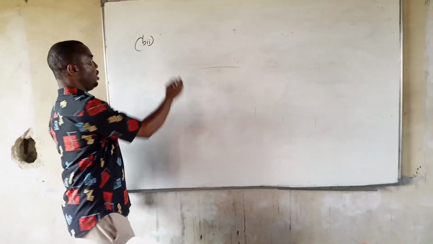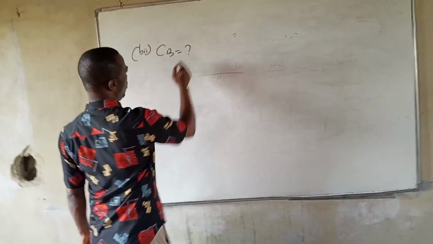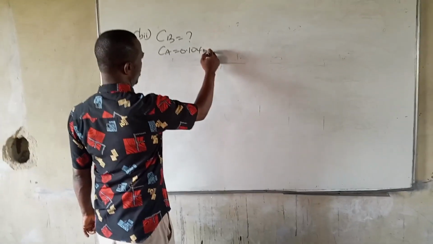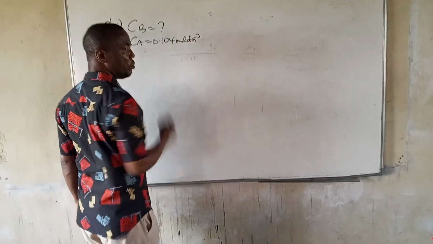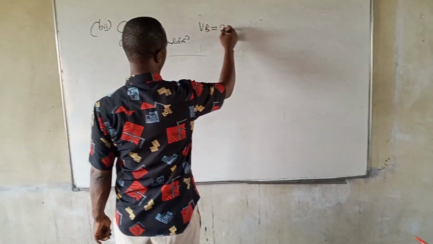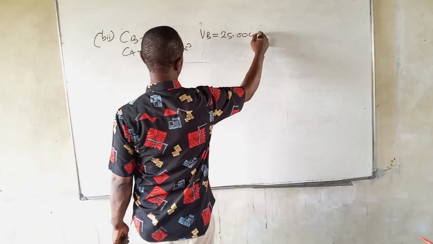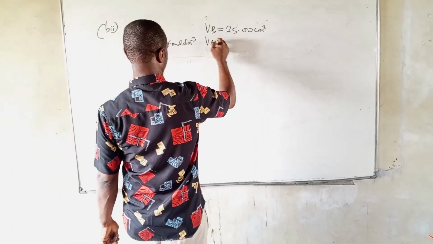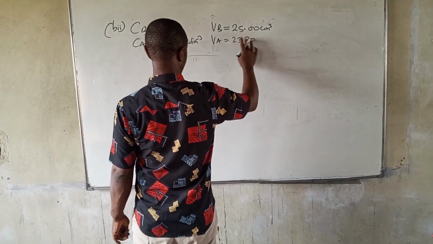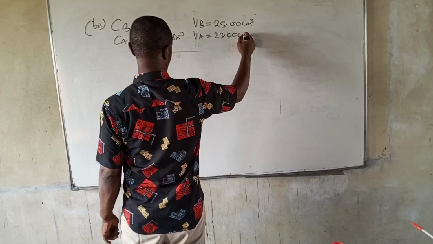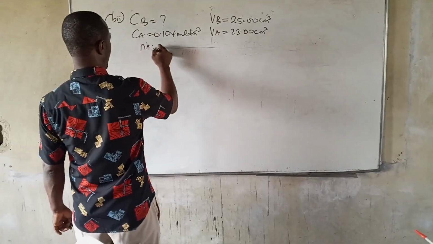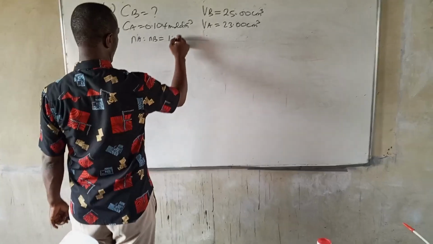So we're looking for CB, unknown. We have CA as 0.104 mole per dm cube. Our VB is the volume of the pipette, 25.00 cm cube. Our VA is the endpoint, which is 23.30, or 23.00 cm cube. The ratio of NA to NB from the balanced equation is 1:1.